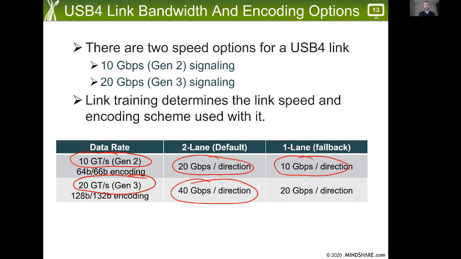The other thing you notice here, which we're not going to talk about a lot in this overview section, is the encoding scheme. If we're operating at the Gen 2 data rate, the 10 gigatransfers per second, it's going to use an encoding scheme of 64/66. And if we're running at that higher data rate, the 20 gigatransfers per second, that's going to be using a 128/132 encoding scheme, not 128/130, which some of the other high-speed protocols like PCI Express use. This is 128/132.